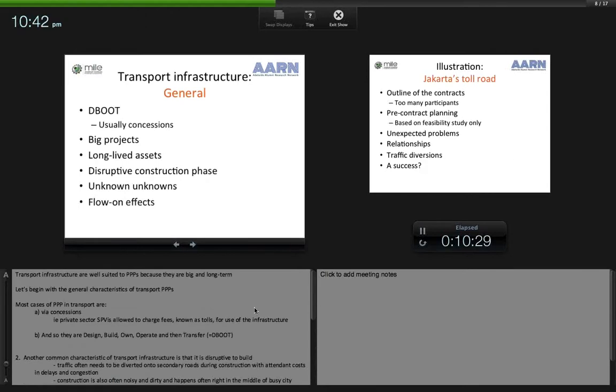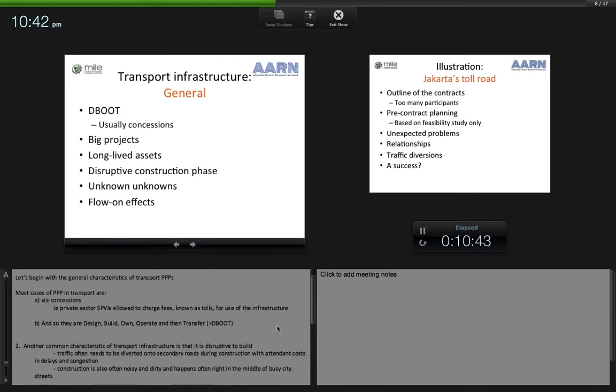Transport infrastructures are well suited to PPPs because they are big and they are long-term. Let's begin with some of their general characteristics. Most cases of PPPs in transport are via concessions. In other words, the private sector SPV is allowed to charge fees known as tolls for the use of the infrastructure. And so they conform to what we described last time as the design, build, own, operate and then transfer form of a PPP.